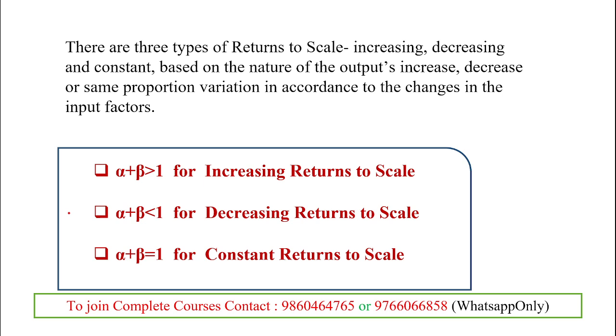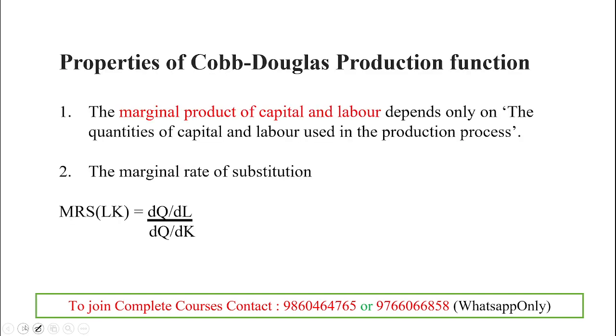And there are three types of returns to scale based on the proportion of the inputs and outputs: increasing, decreasing, and last one constant. It is based on whether the output increases, decreases or varies in the same proportion in accordance with the change in the input factors. Here alpha and beta are the positive parameters that show the quantities of labor and capital. A sum of parameters greater than 1 shows increasing returns to scale, a sum less than 1 indicates decreasing returns to scale, and a sum equal to 1 indicates constant returns to scale.